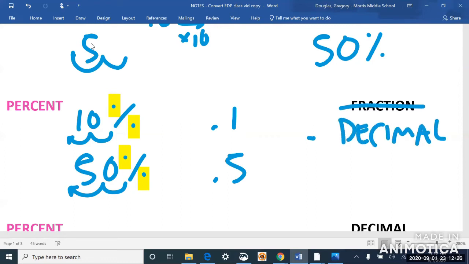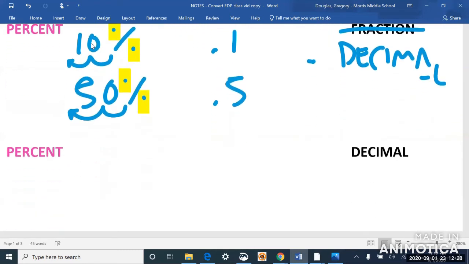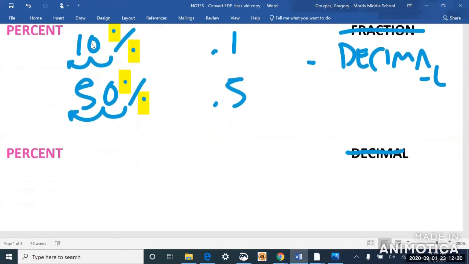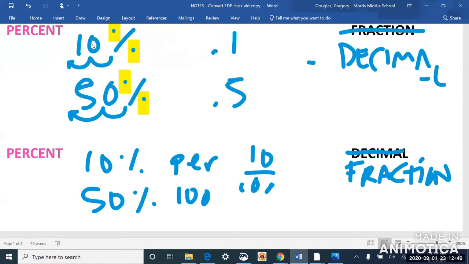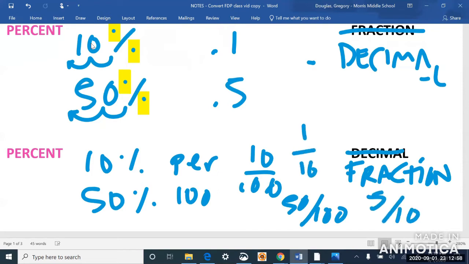I'm overriding the system. So this is going to be percent to fraction, because that's even easier than what I just did. Changing percents to either one is really easy. So 10% and 50%. That means per 100. That's what percent means. So you just put 10 over 100, and then you just put 50 over 100. And then you simplify. So we got 1 over 10 and 5 over 10, okay? So that's it for that page.